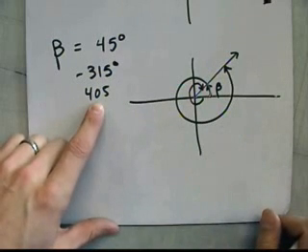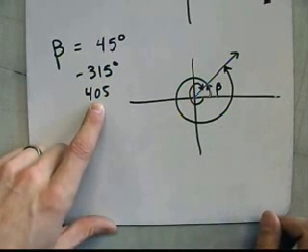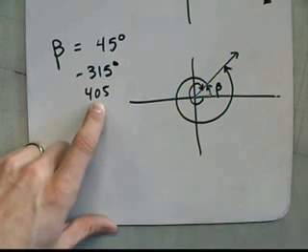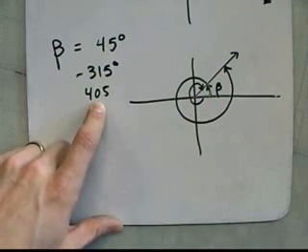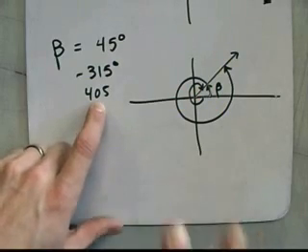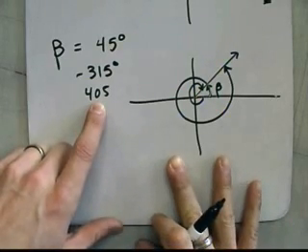Now, how many coterminal angles could I have? A lot, right? I could always add another 360, add another 360, subtract another 360, subtract another 360. You can always add or subtract 360 and get a coterminal angle based on that angle, okay? Does that make sense?